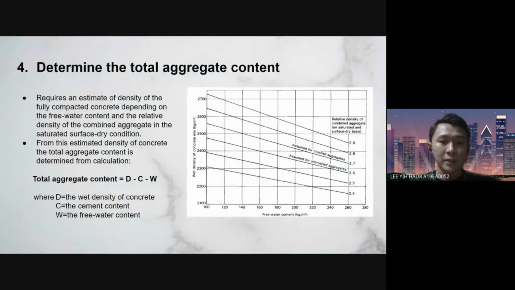To determine the total aggregate content, it requires an estimate of the density of the fully compacted concrete, depending on the free water content and the relative density of the combined aggregate in the saturated surface dry condition. If no information is available regarding the density of aggregate, an approximation can be made by assuming a value of 2.6 for uncrushed aggregate and 2.7 for crushed aggregate. From this estimated density of concrete, the total aggregate content is determined from calculation, where the total aggregate content is equal to the wet density of concrete, subtract the cement content and free water content.